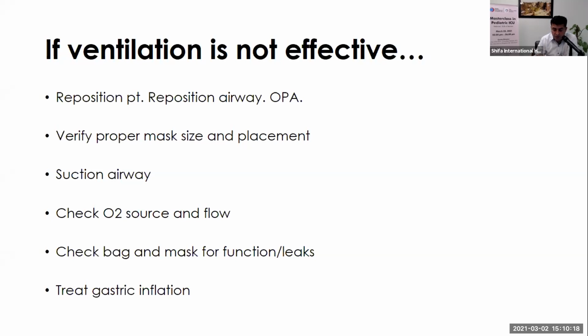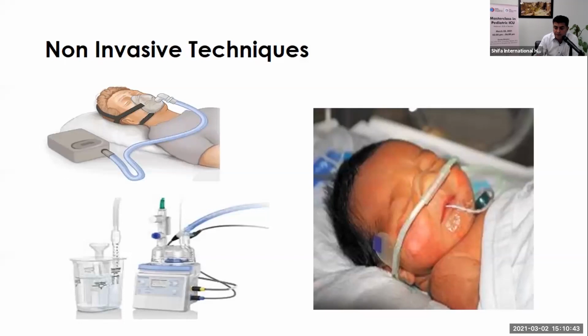Verify that you have a proper size mask, as we discussed earlier. It shouldn't be very large or very small. Suction the airway again, check your oxygen source and the flow. Check if you are using an appropriate size bag or not. And treat gastric inflation. If you're going for ambu bagging, especially for a prolonged period of time, you better put in a nasogastric tube first and decompress the stomach.